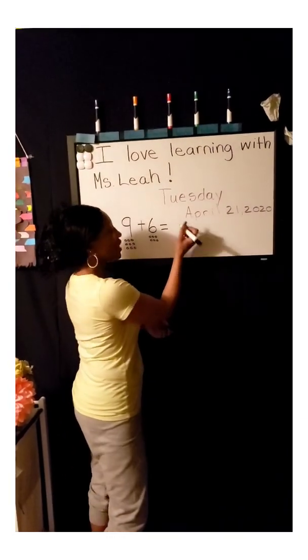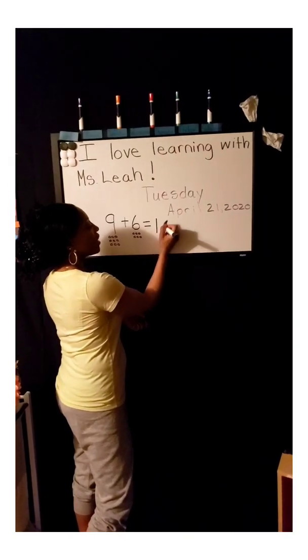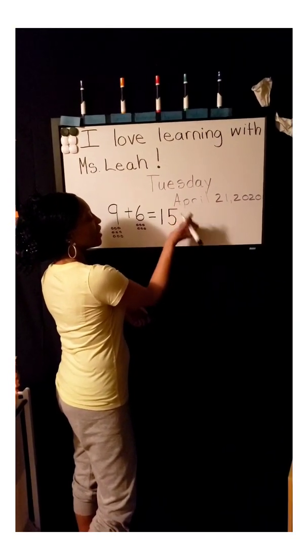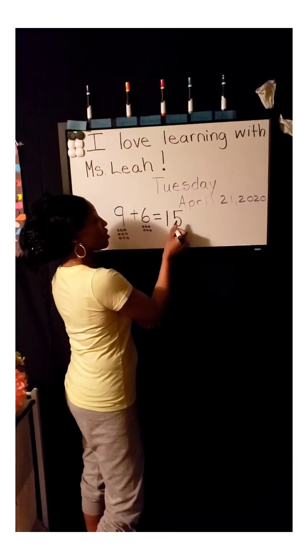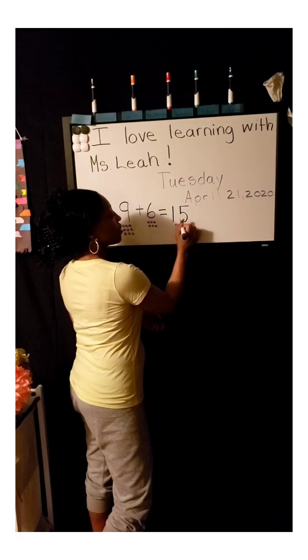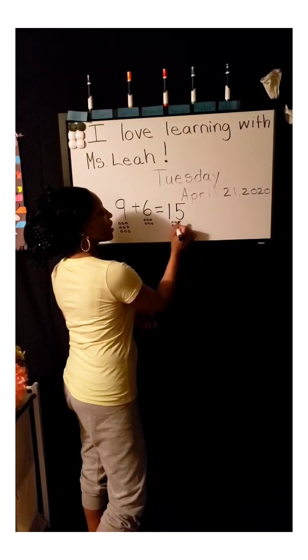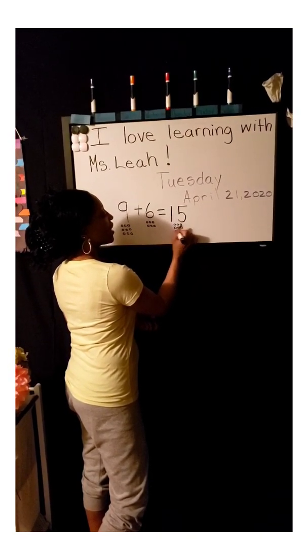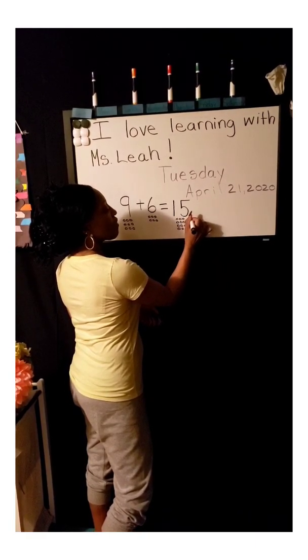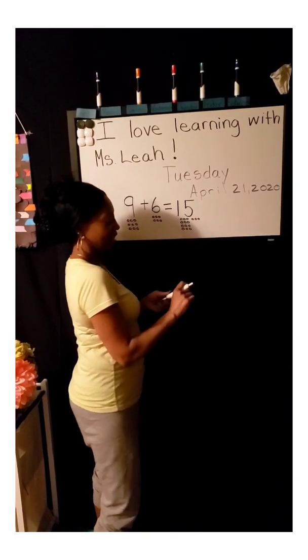And how do we write 15? A 1 and a 5. And you can draw 15 circles if you want. 1, 2, 3, 4, 5, 6, 7, 8, 9, 10, 11, 12, 13, 14, 15.